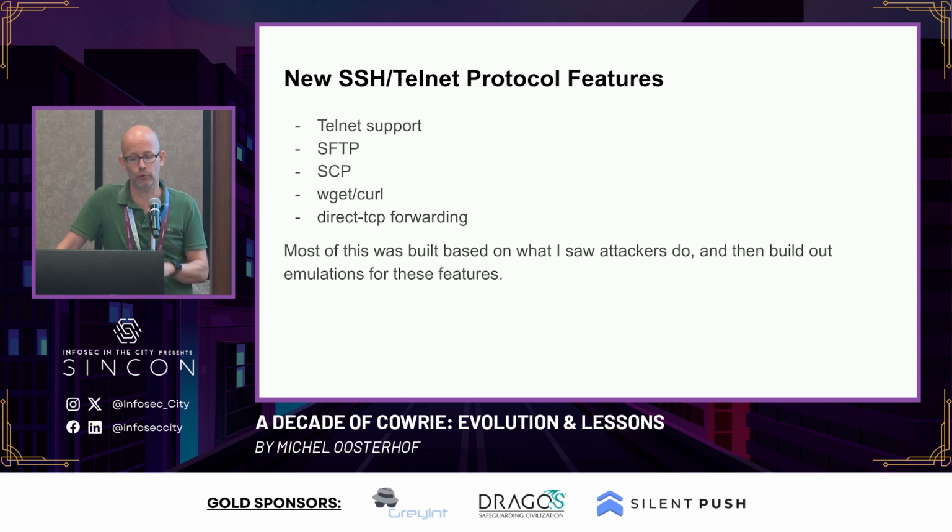Things that were added were wget and curl, the ability that inside the honeypot, they will type wget or curl to download a binary from the internet. You want to capture the URL, and I want to send that to some place to be monitored, and I want to capture the binary that comes out of it to send it to some place to be monitored as well. And then the last thing that we see as well is called direct TCP forwarding.